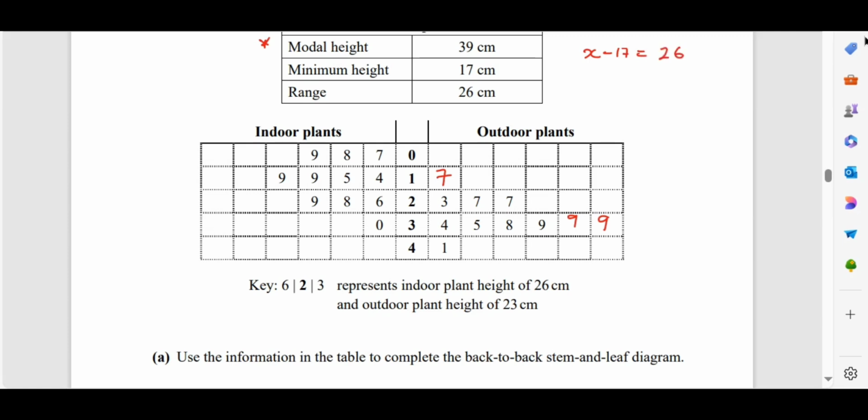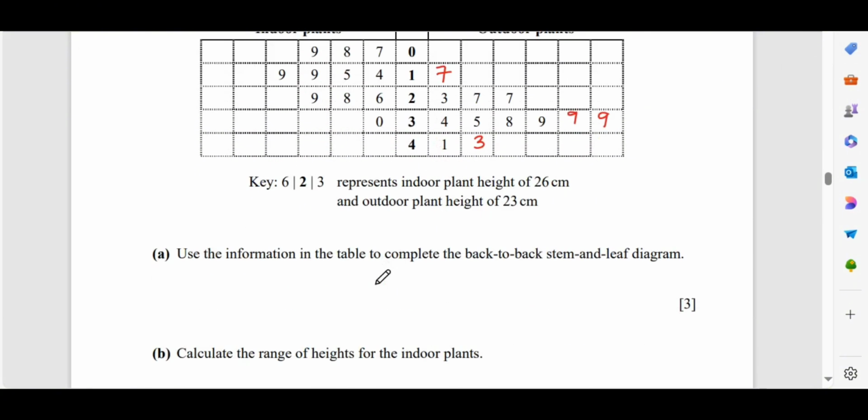So take this one over here. We have that x is 6 plus 15, which will give us 43. So 43 is the highest value, and we have 41 here, so we need to come here. So we have completed the table of the stem and leaf. Let's look at the next question here.